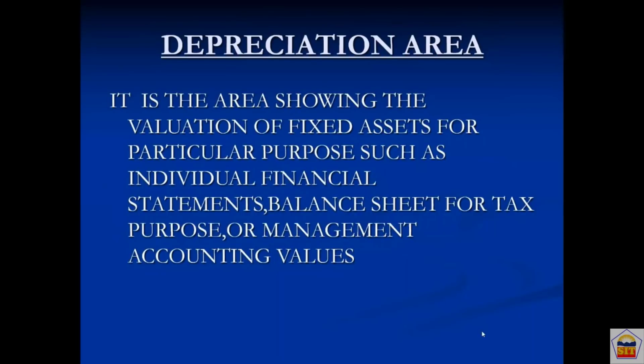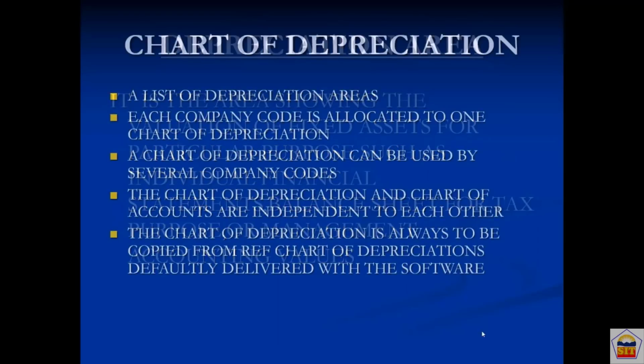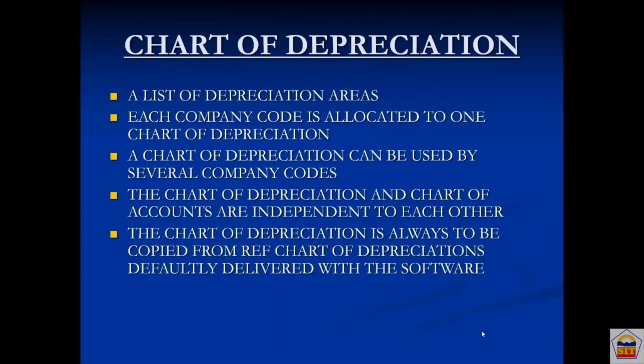So here it is saying that this depreciation area is showing a different valuation of your fixed asset as per your client requirement. It may be fulfilling the balance sheet requirement, it may be fulfilling some accounting requirement, and all these depreciation areas or valuations we can maintain under the chart of depreciation. And this chart of depreciation you can assign to more than one company code. So it is saying that a list of depreciation areas we can have.